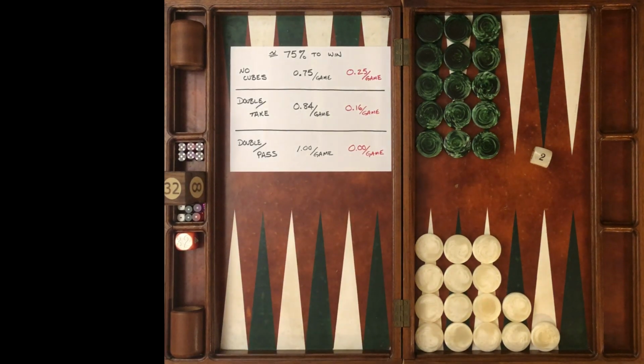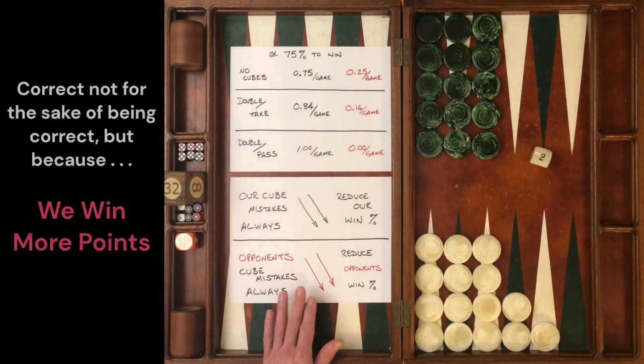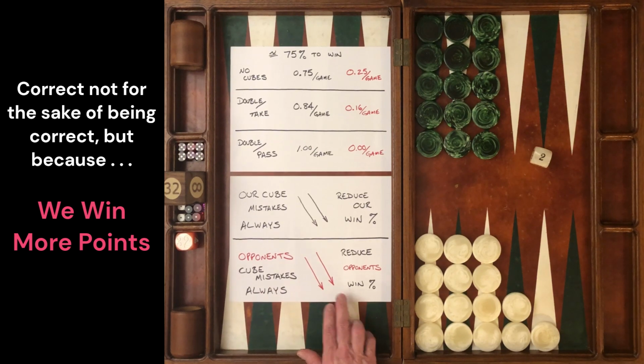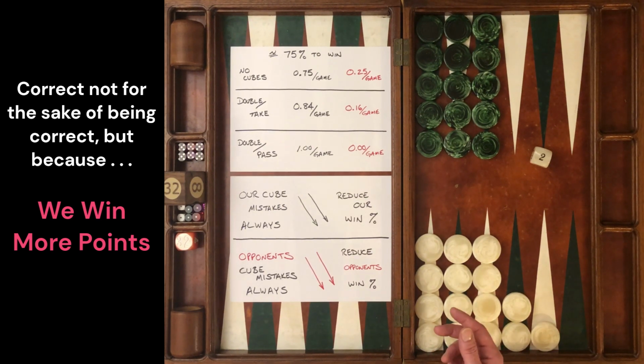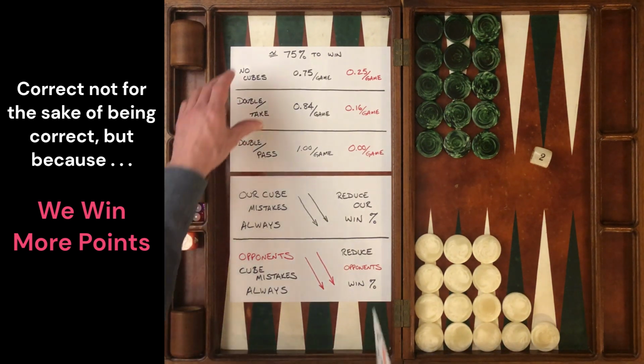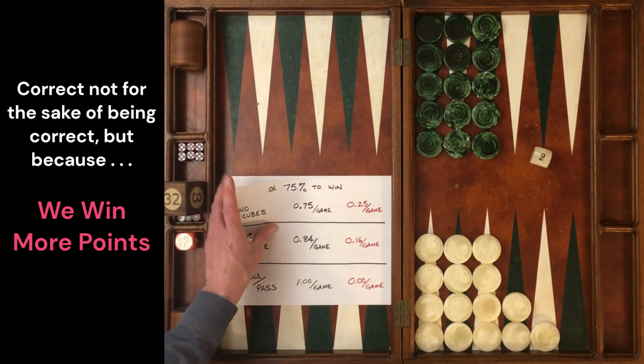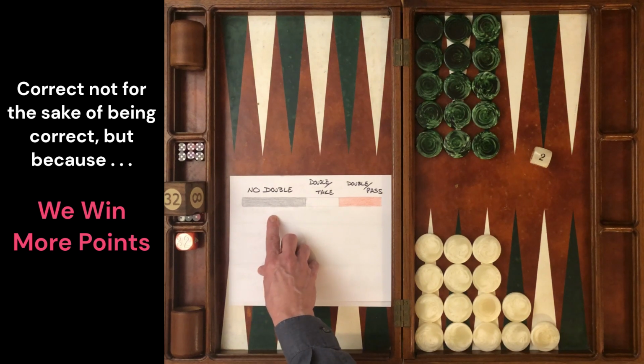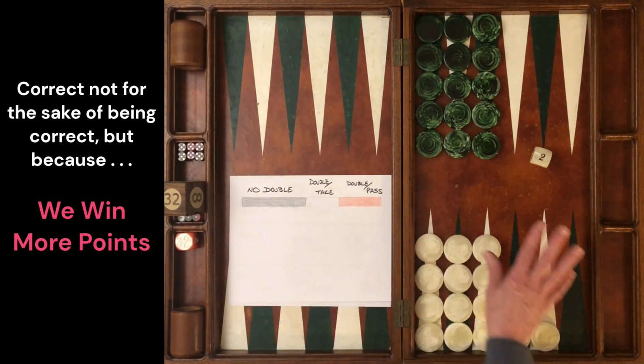And what we need to learn and remember from this is that our cube mistakes always reduce our win percentage. Our opponent's cube mistakes always reduce our opponent's win percentage. And that's why it's so important to get the cube correct. We don't cube to get our opponent to pass, or to be clever, or to gamble. When we've determined it's no double, to the best of our ability, we don't cube.